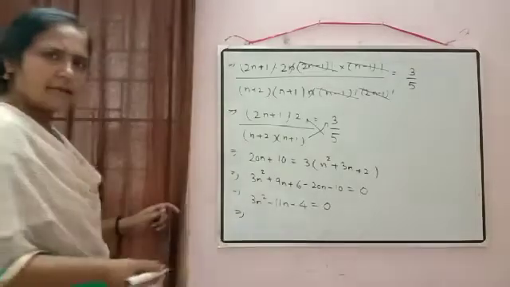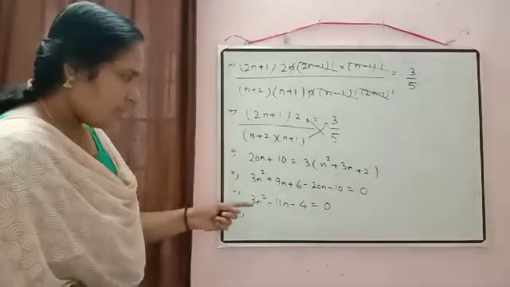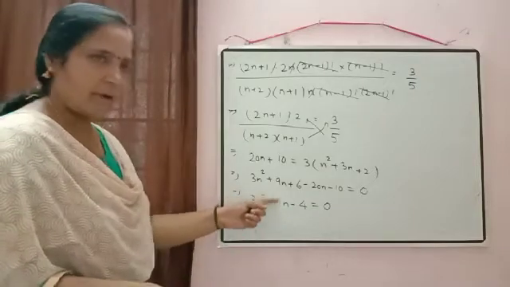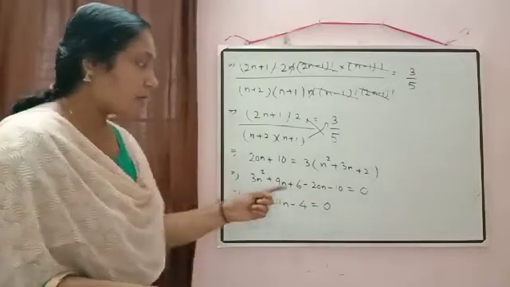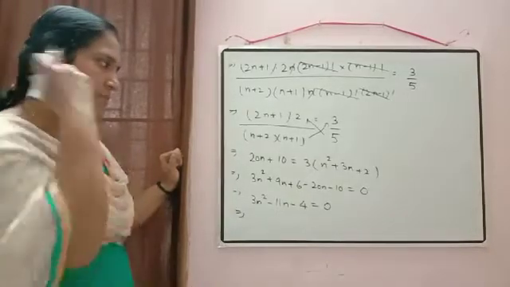So can we use factorization here? Okay, so we have to find two numbers whose sum should be equal to minus 11 and whose product should be equal to minus 12. So what are the two numbers that will come?